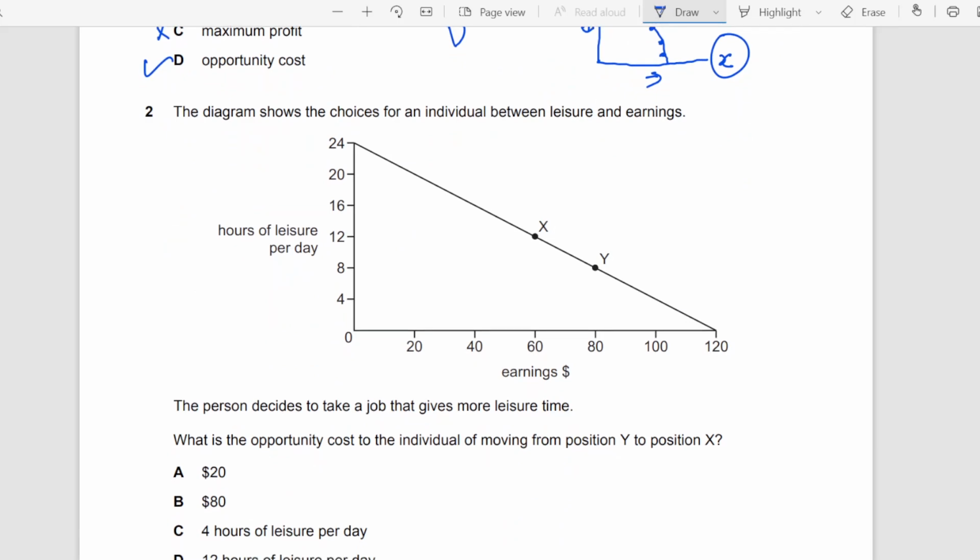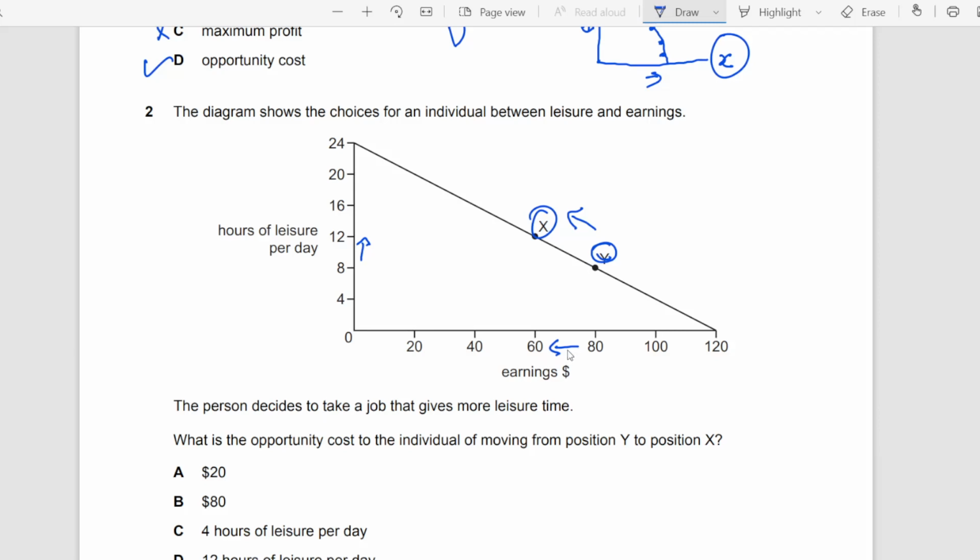The diagram shows the choices for an individual between leisure and earning. The person decides to take a job that gives more leisure time. What is the opportunity cost to the individual of moving from point Y to point X? So we're moving from point Y to point X. The movement is towards the left. We sacrificed $20 in earnings in order to have 4 extra hours of leisure per day.